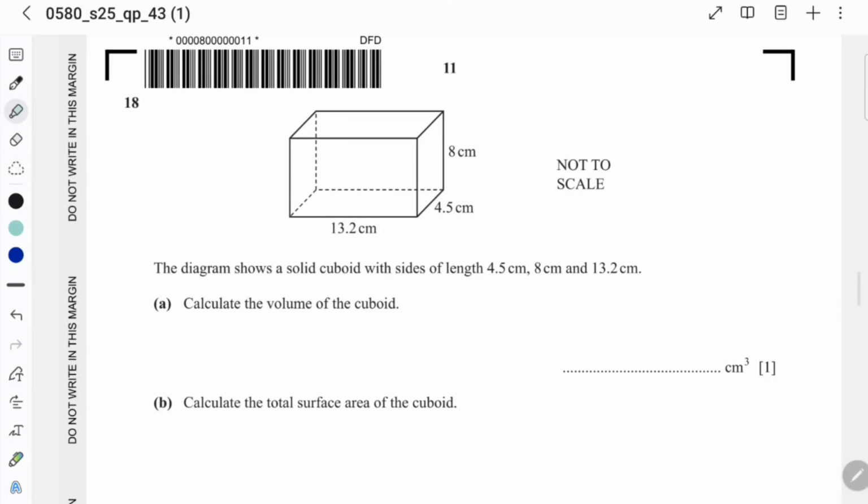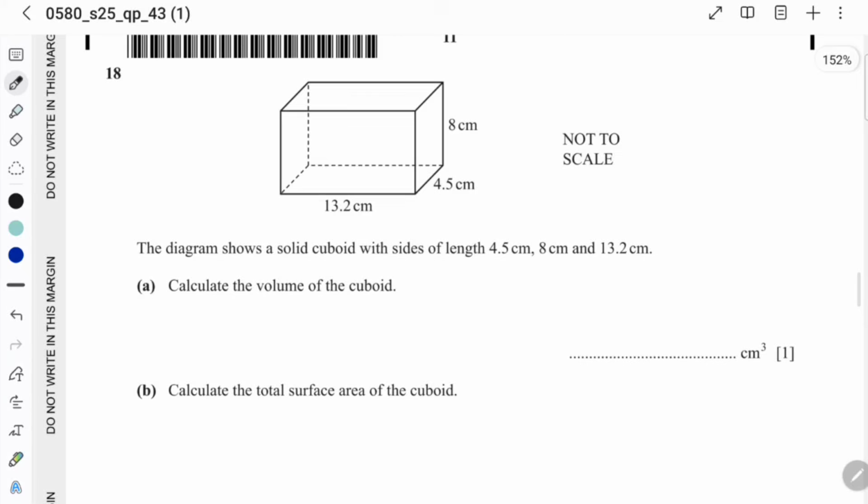Question number 18. In question number 18, you can see a cuboid. Length, width, height are given as 13.2, 4.5 and 8 centimeters. Calculate the volume. The volume formula is length times width times height. That is 13.2 times 4.5 times 8. It is simple with the help of a calculator. I've already calculated, and I'm writing down the answer just to save time.